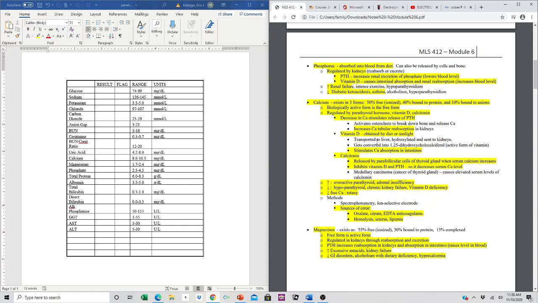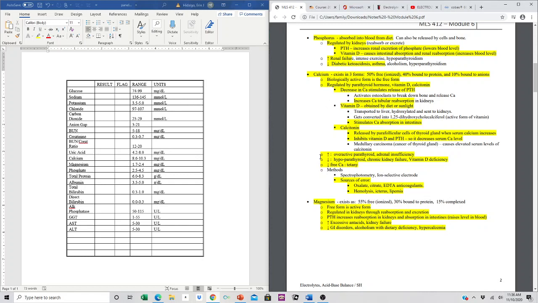Vitamin D, which is usually obtained by diet or sunlight, will stimulate calcium absorption in the intestines. So therefore, vitamin D will also raise blood calcium levels. Calcitonin, however, decreases blood calcium levels. So when the serum calcium increases to a certain amount, then the body will release calcitonin to then decrease that calcium level. It does so by inhibiting vitamin D and PTH. So vitamin D and PTH will both increase calcium levels. They're both stimulated by a decrease. Calcitonin will inhibit those two things.